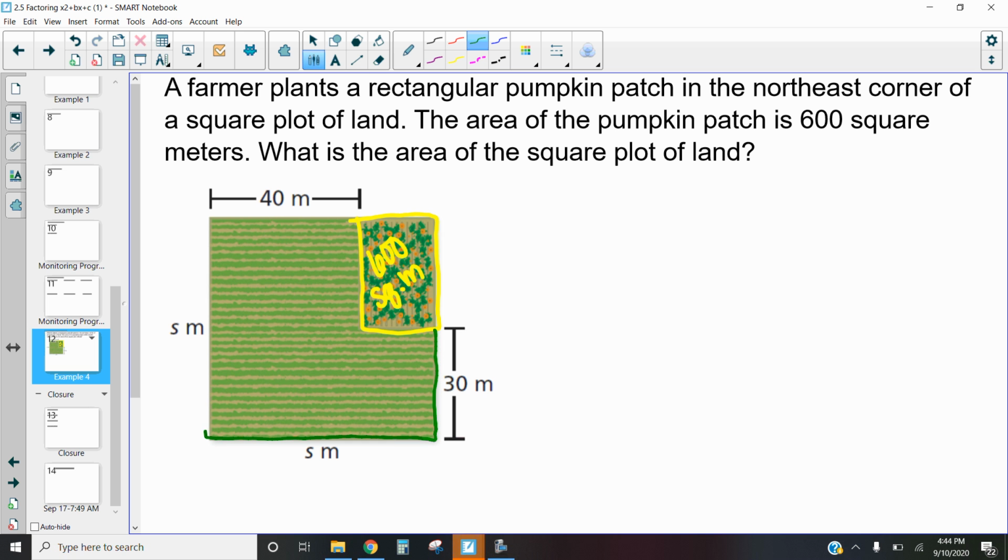So the whole thing here is what we want to figure out. That whole thing, agreed. So we want to figure out what is the rest of the land, plus all of the land that doesn't include the pumpkin patch and the land that is the pumpkin patch. So what we want to do is, we know what the area is of that pumpkin patch, right? I need to figure out what this S is.